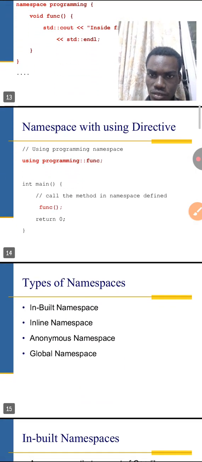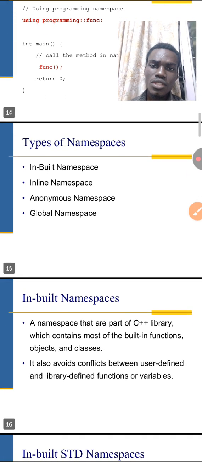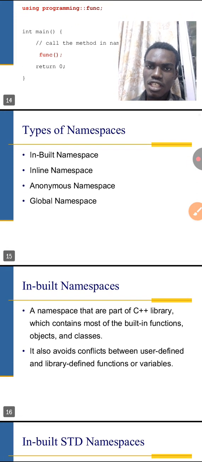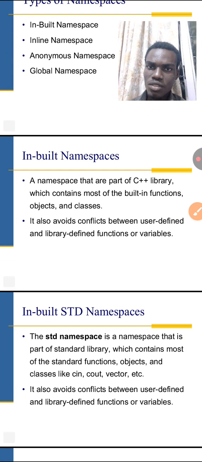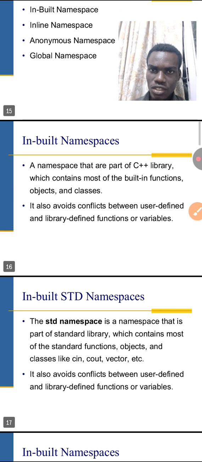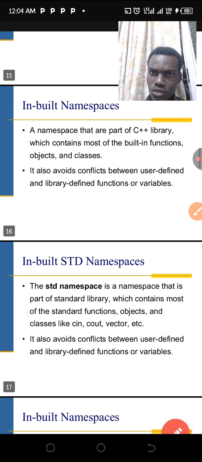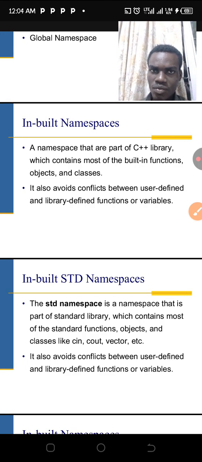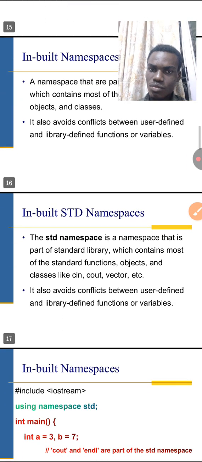Let's continue. Let's get to know the types of namespace. We have the inbuilt namespace, the inline namespace, the anonymous namespace, and the global namespace. So for the inbuilt namespace, a namespace that is part of C++, which contains most of the inbuilt functions, objects, and classes. It also avoids conflict between user-defined and library-defined functions or variables. So inbuilt, they are already in the system. So you just need to call it out, or you just need to use it.